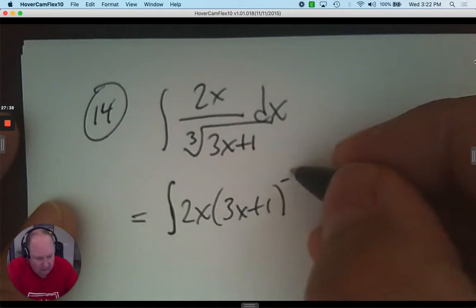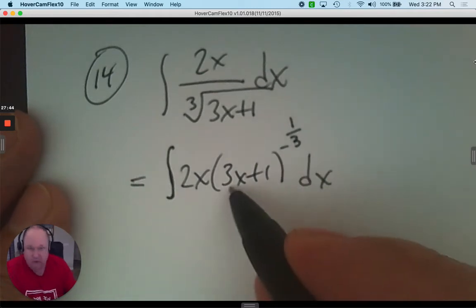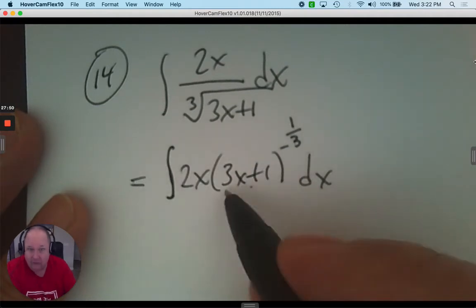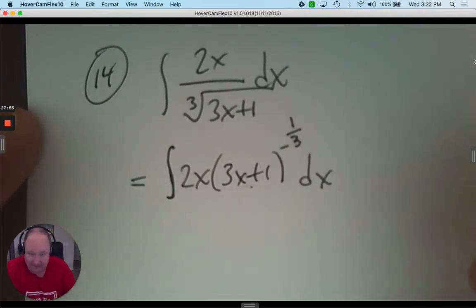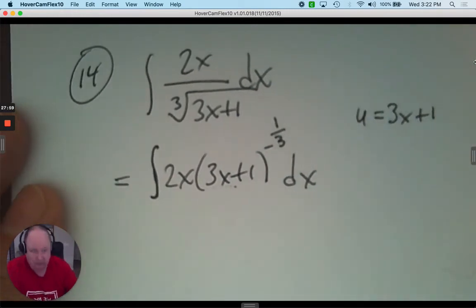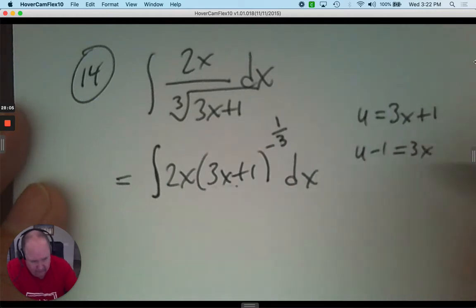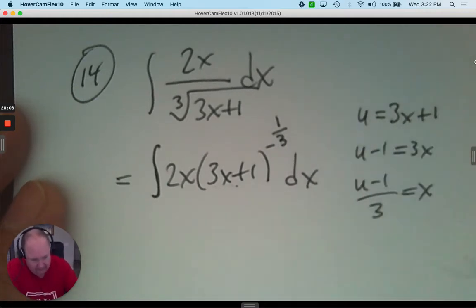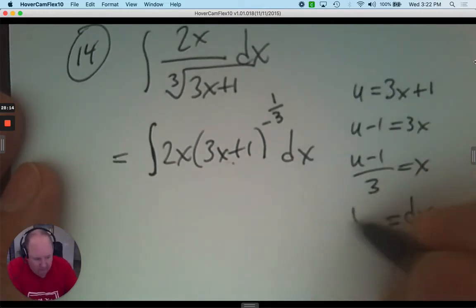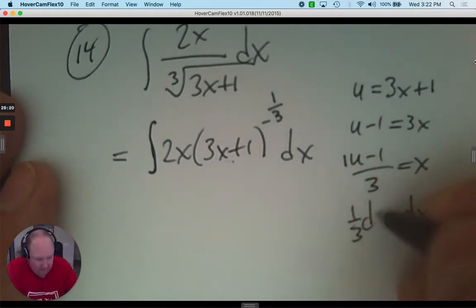And then what I notice when I write it calculus friendly, so that's to the negative 1/3, the derivative of this does not match this. So I can't create the hook and unhook it. There's no anti-chain rule here. Instead, I have to do a u-substitution. So I'm going to let u equal 3x plus 1. I'm going to solve for x. So if you solve for x, x is u subtract 1 all divided by 3. And then the derivative of x is 1/3, so that's 1/3 du. All right.